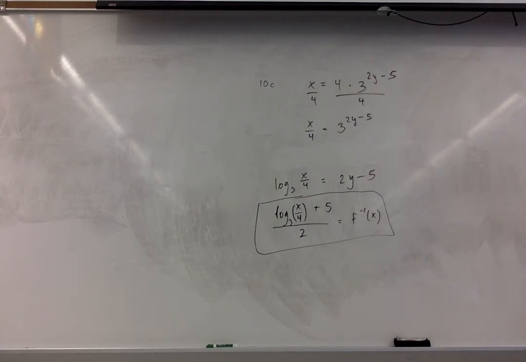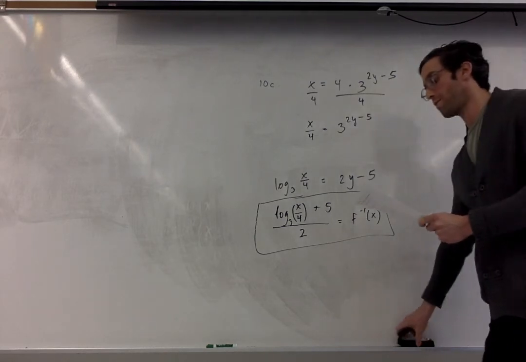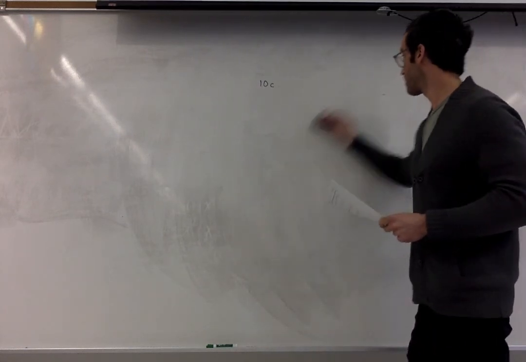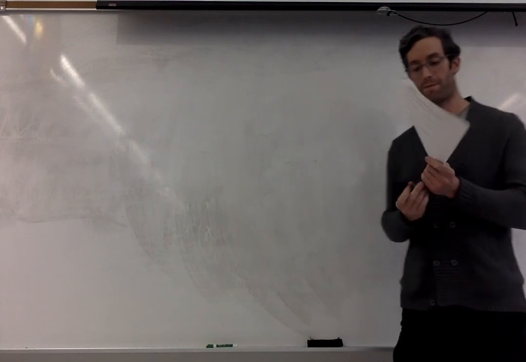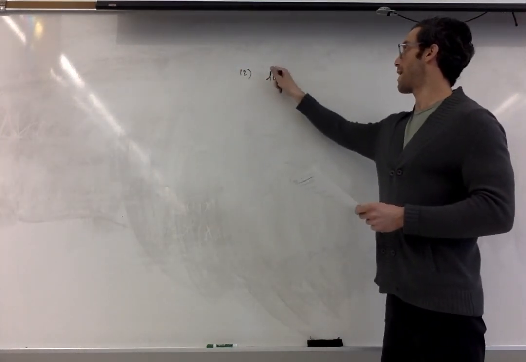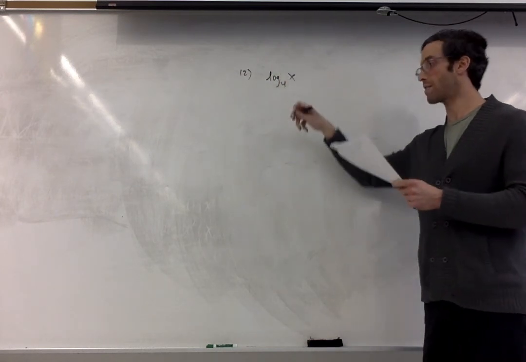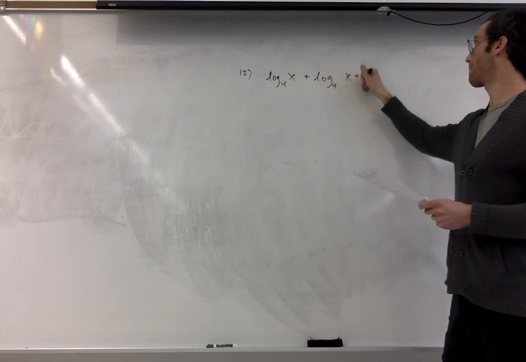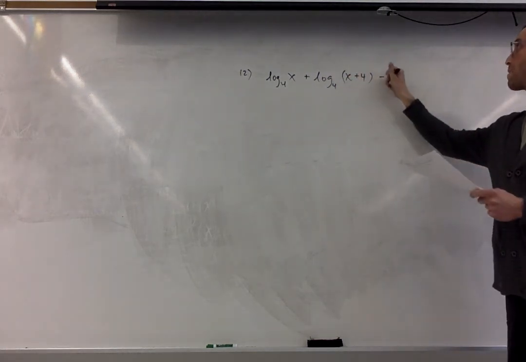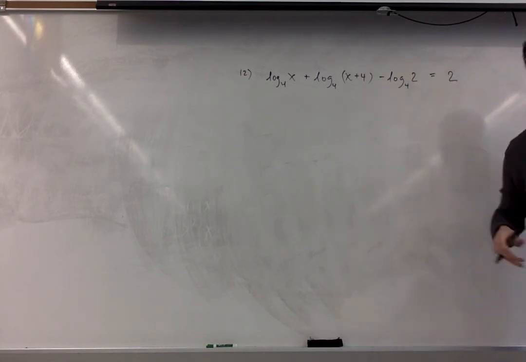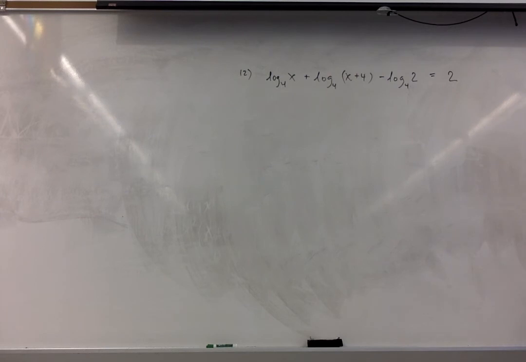All right, I want to do just one more. Problem 12. All right. So we're asked to solve this equation. I'll write the whole thing out. Bear with me. Log base 4 of x plus log base 4 of x plus 4 minus log base 4 of 2 equals 2. Right, this kind of goes along with the logs video that I also had made.